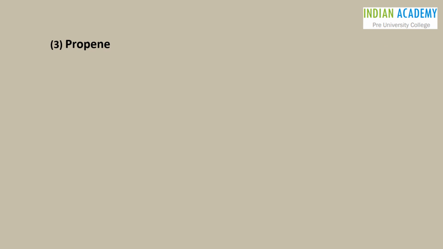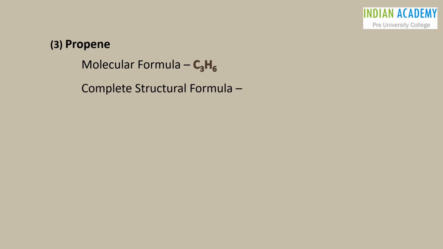Propene, molecular formula C3H6. Complete structural formula. We need to write the 3 carbon atoms in the straight chain. Between any 2 carbon atoms, we need to write the double bond since it is an alkene. And see that each carbon atom should be attached with 4 bonds. And then write the hydrogens.